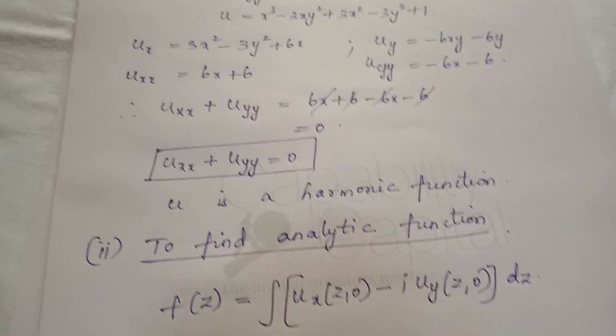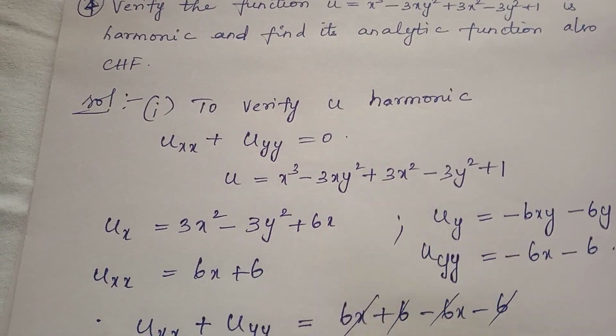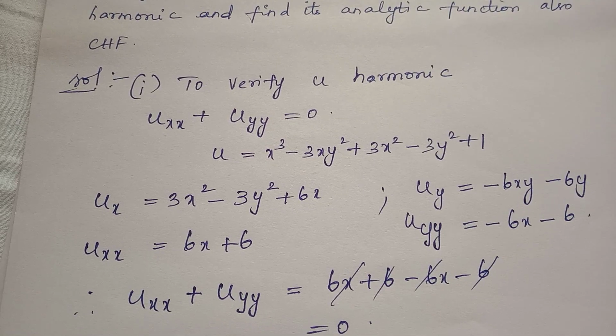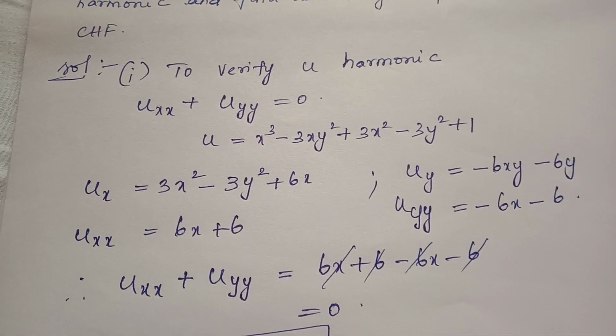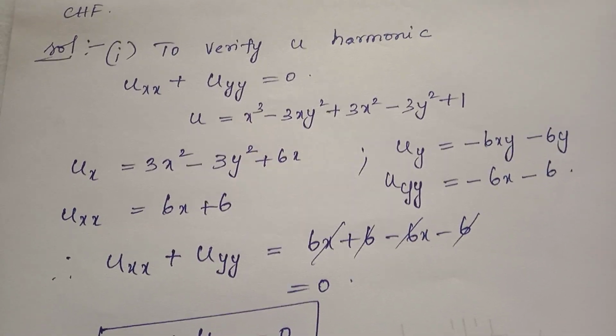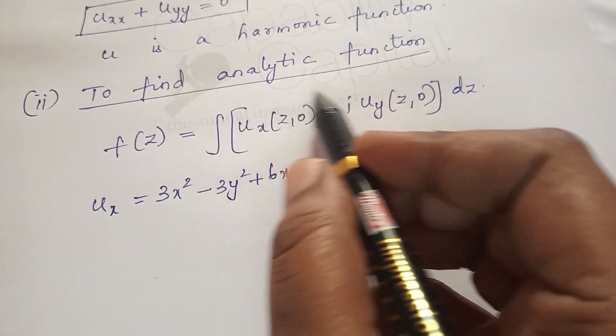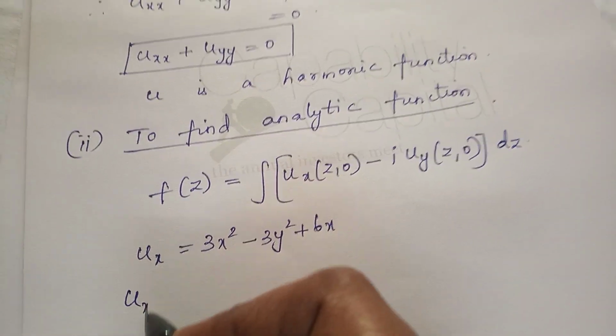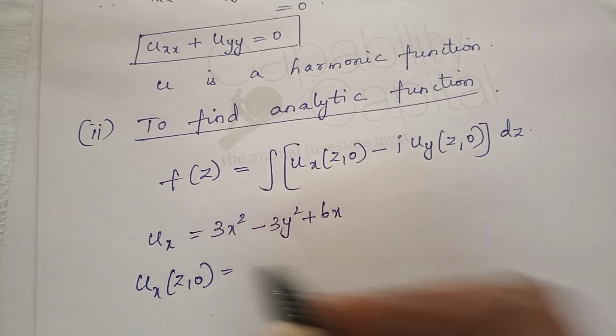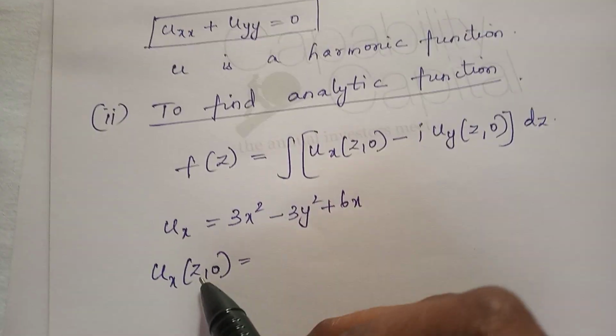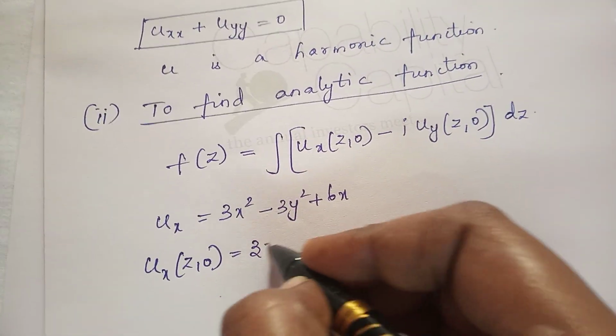So this formula I have written, and we already found what ux is. Ux is this: 3x square minus 3y square plus 6x. In this, let me find out what ux of z comma 0 is. So for ux of z comma 0, you just substitute x as z and y as 0 in this. So it is 3z square.